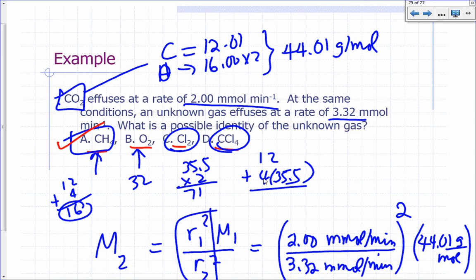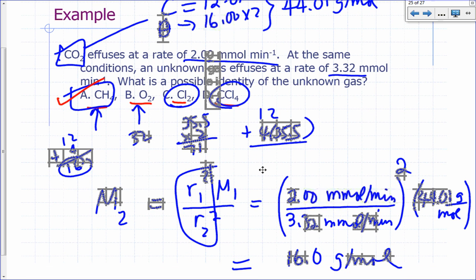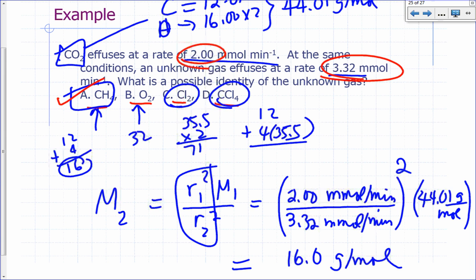Okay. By the way, back here, let's check if our answers are reasonable. Carbon dioxide effuses at a rate of 2. The unknown gas effuses faster, right? So you know your unknown gas must be less than 44 grams per mole. The molar mass of your unknown gas has to be less than that of CO2. So right away you could eliminate chlorine and carbon tetrachloride. So if you have no idea, you can reduce your choices to 50-50.